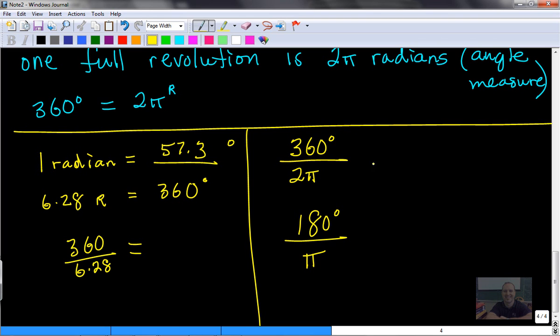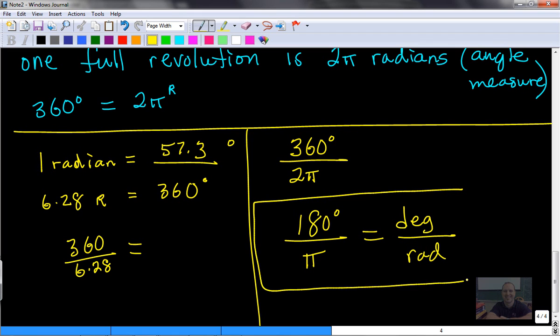So that means that we really can set up a proportion that says this. The degrees over the radians. This is the ratio. 180 is 1 pi radians. So if you write this down right here, I'm going to show you how to use this little proportion, and we're going to be able to easily convert from degrees to radians.